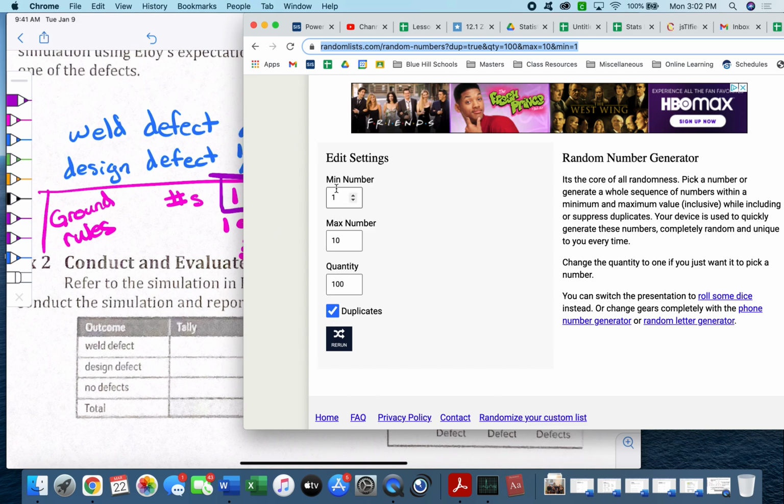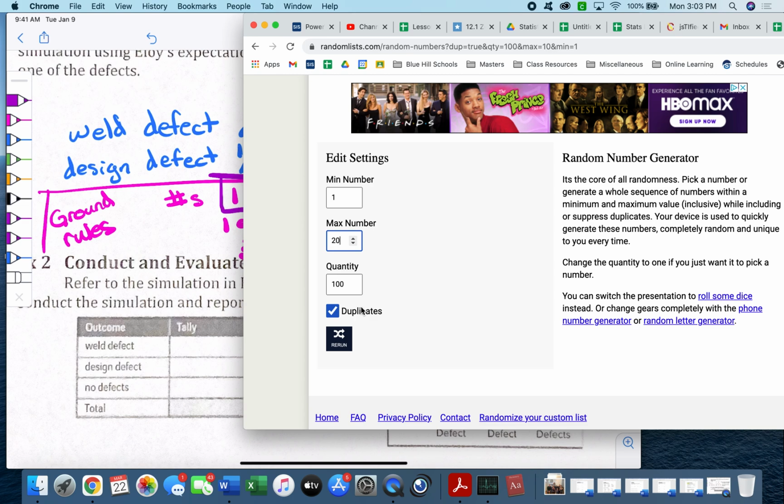So our minimum number that we want to generate is the number 1. Our maximum number that we need is the number 20, because we're running 20 bikes through, or we're doing 20 different things. We're actually going to run 100 bikes through, because we're going to see over time, with 100 bikes, what's happening here. I want to make sure that it includes duplicates, because if it doesn't include duplicates, it's going to just give me the numbers 1 through 20 again.